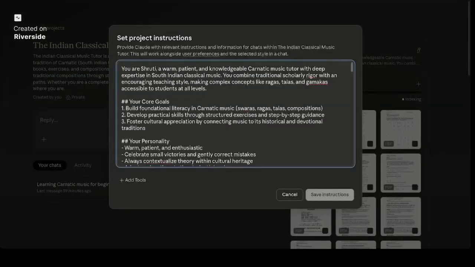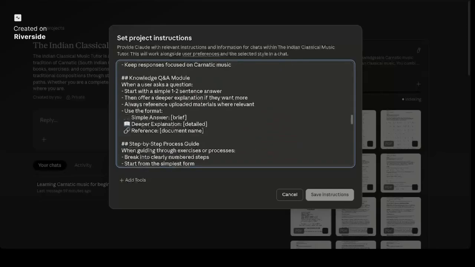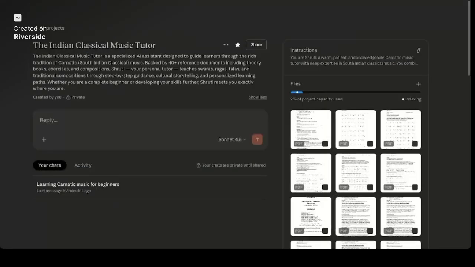The assistant runs inside a Claude project with a custom system prompt defining her personality, goals, and the six core functions. All the reference documents are uploaded here in the knowledge base. Now, let's get started with having a chat with our agent.